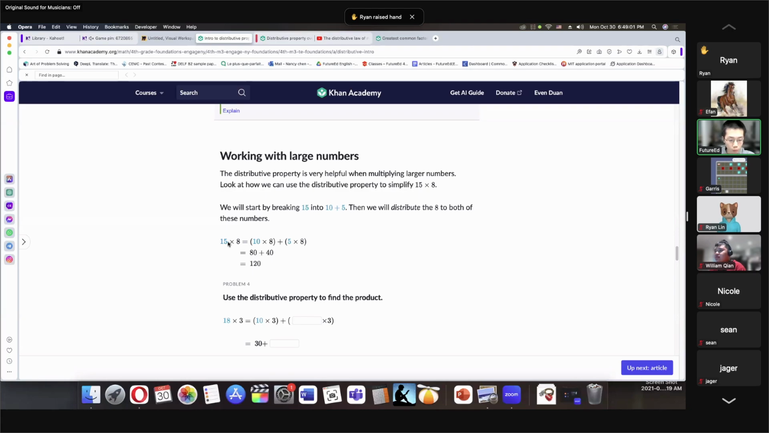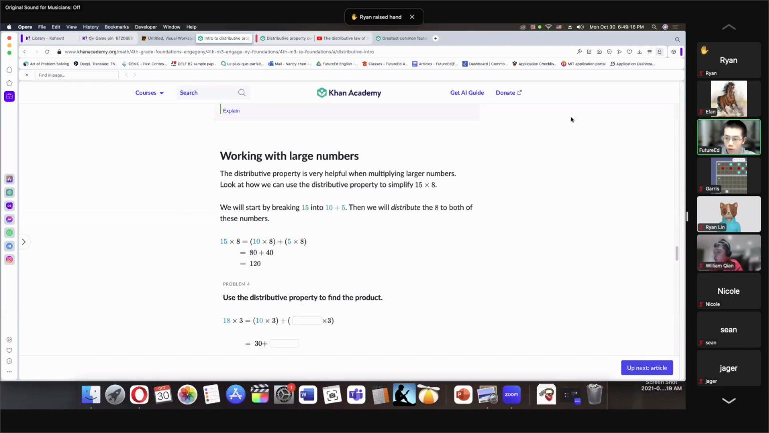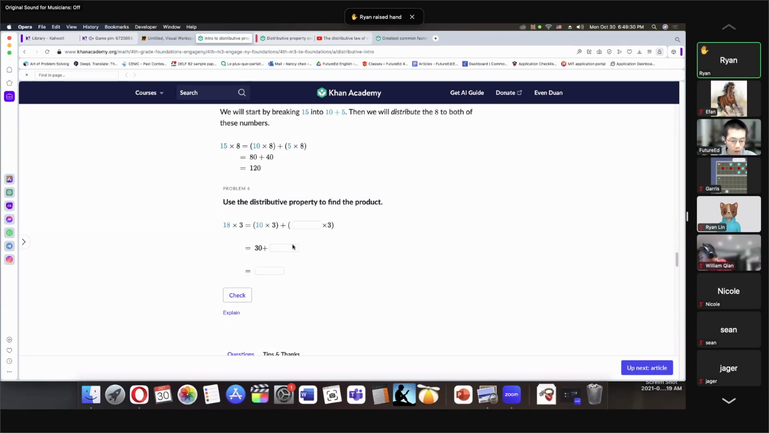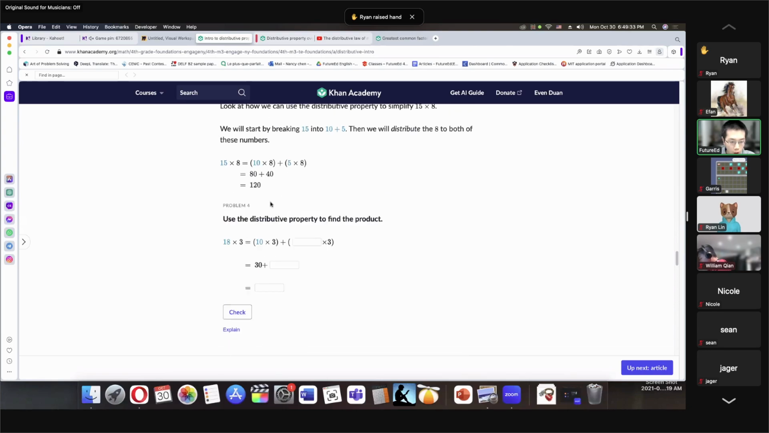Awesome. So we see 15, we can break it into a 10, and we can break it into a 5, right? So 10 times 8, what's the answer? Real quick, anyone? 10 times 8, Ryan? 80. And 5 times 8, 40. So 80 plus 40 is 120. Awesome. So we just tried one with 15 times 8.